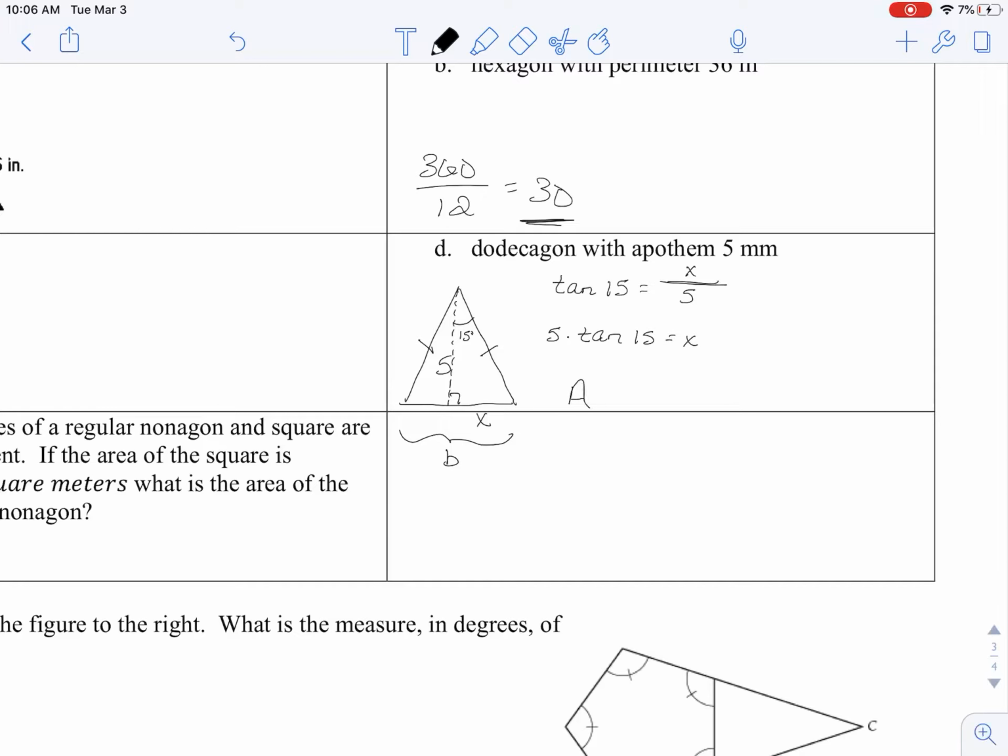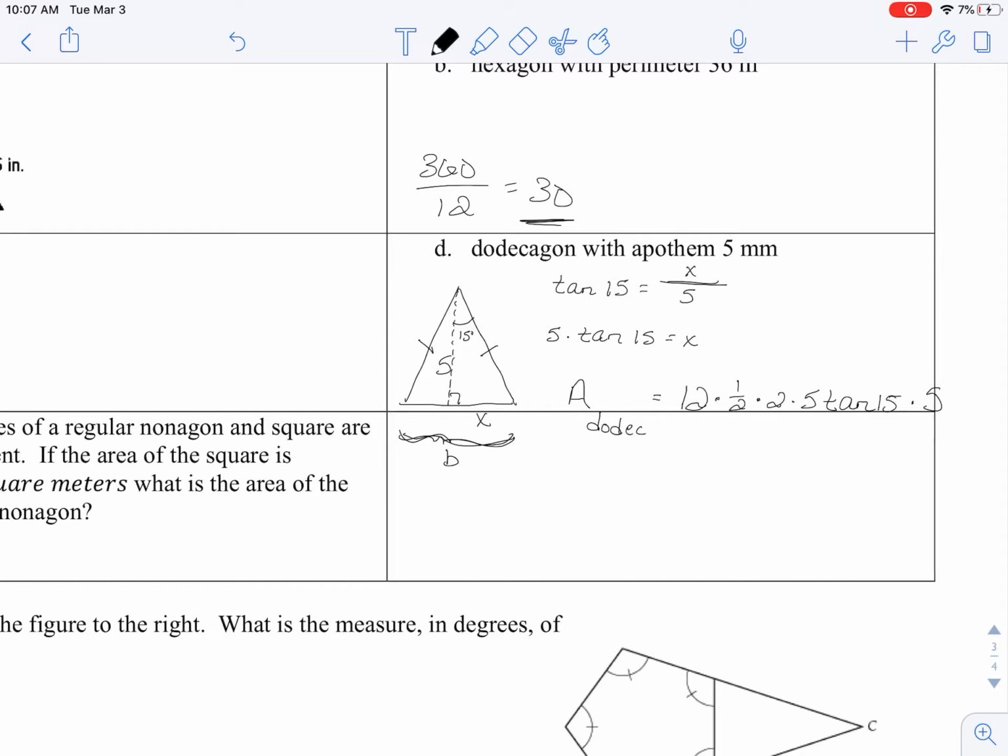So for the area of the entire polygon, the entire dodecagon, there would be 12 of these triangles, each one having an area that is 1/2 times the base. Now the base is this entire length, so 2 of those x's. So I could say 10 times the tangent of 15, or just 2 times 5 times the tangent of 15. And then the height is the apothem, which was given to us.